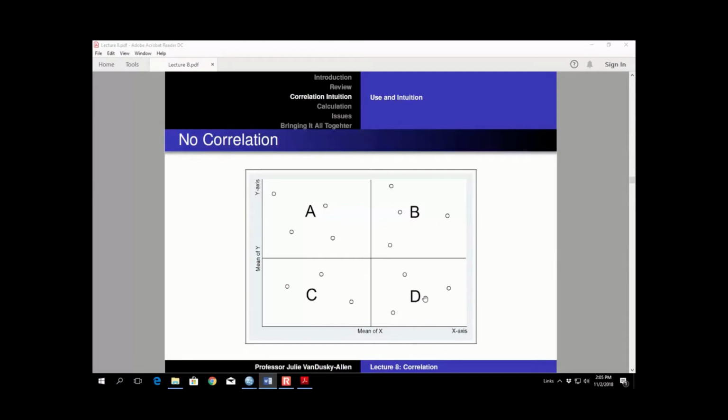When there is no relationship between x and y, there is no pattern to how observations vary from their means. Observations are located in each quadrant.